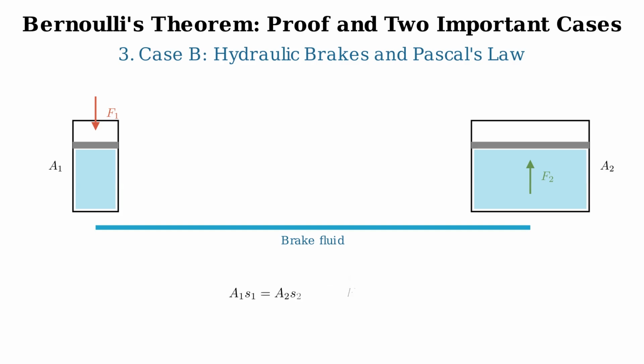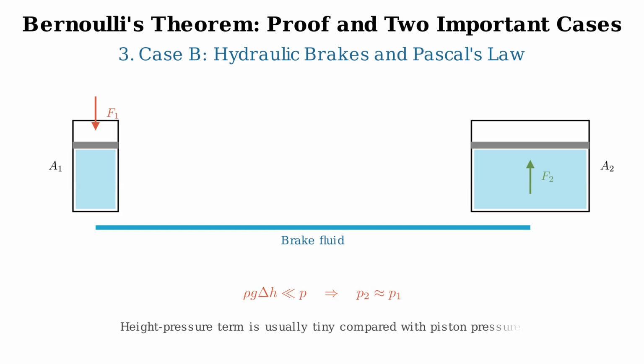This force multiplication does not violate energy conservation. The small piston must move a longer distance, while the large piston moves a shorter distance. The displaced fluid volumes are equal. A1 S1 equals A2 S2. Ideally, the work input equals the work output. F1 S1 equals F2 S2. What about the pressure due to height?